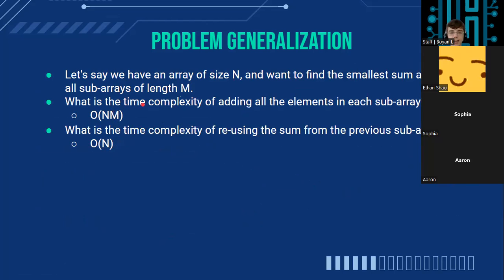You'll notice we've managed to get rid of a factor of m in this question, which can be huge. Depending on the problem, if m is, let's say, 100, this reusing of sums is 100 times faster. And in general, the larger your subarrays get, the better this will be.